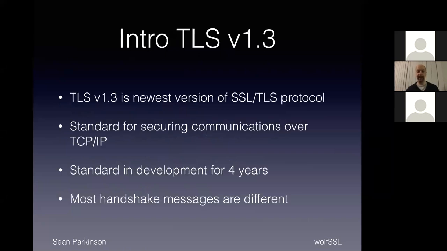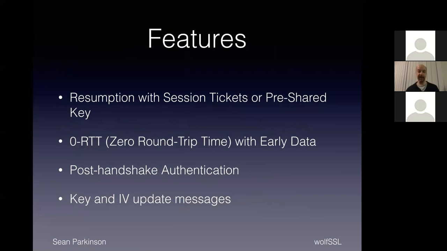So TLS 1.3 is the newest version of the SSL/TLS protocol. It's a standard for securing communications over TCP. The standard's been in development for about 4 years, and a lot has changed from TLS 1.2. There have been many new ideas about how to improve the security and the performance of the protocol. And the result has been that there are a lot of changes to the formats of the messages, and some new ones have been added as well. So let's take a look at some of the features.